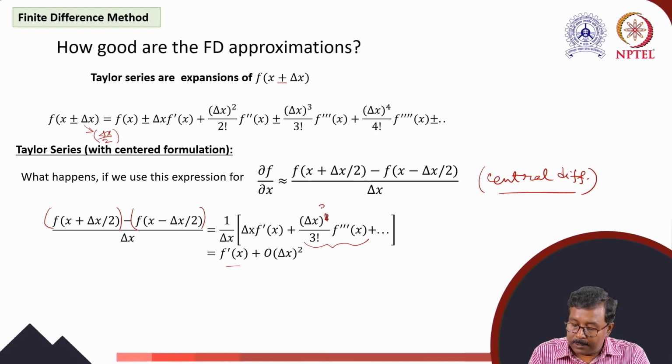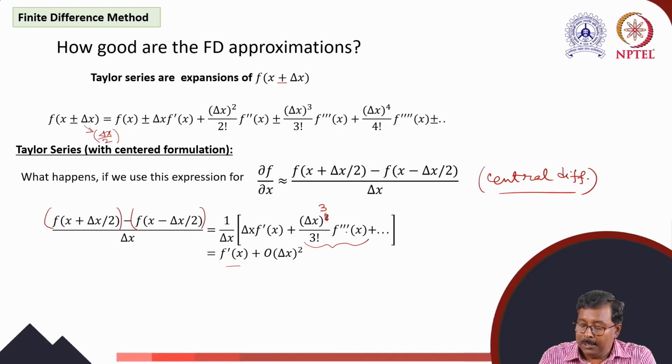This is a cube term. So this is not a square term. So this 1 by delta x into these terms are coming, and if you divide these terms by delta x, the first term will become f dash x, and the second term will become delta x whole square by 3 factorial.